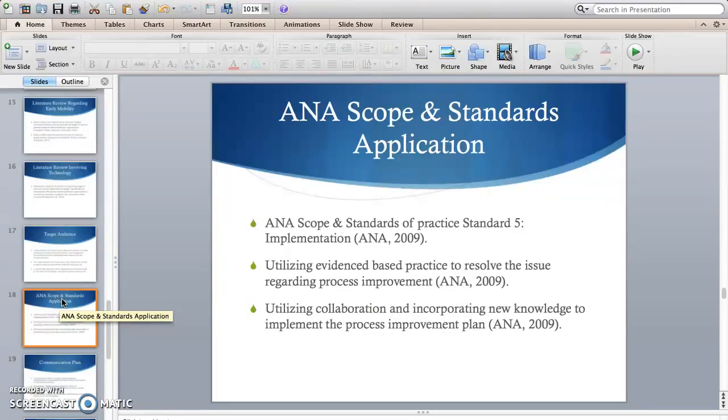So the ANA scope and standards of practice most applicable would be Standard 5, or the implementation standard. And I chose this because we were able to use evidence-based practice to help resolve an issue found within the workplace in order to enhance process improvement. And then we also utilized collaboration and incorporated new knowledge to be able to implement the process improvement plan within the organization.